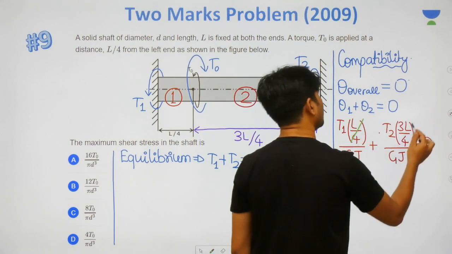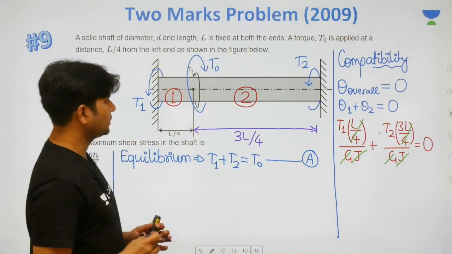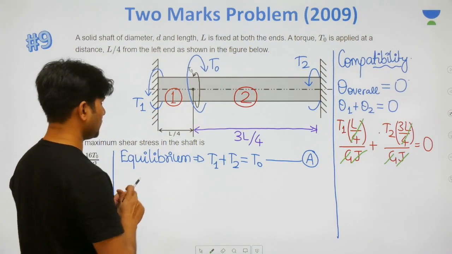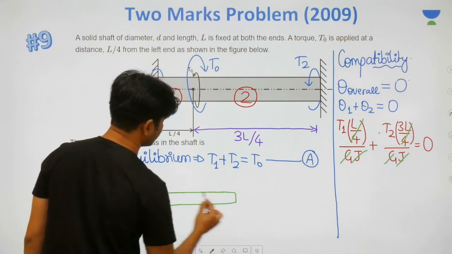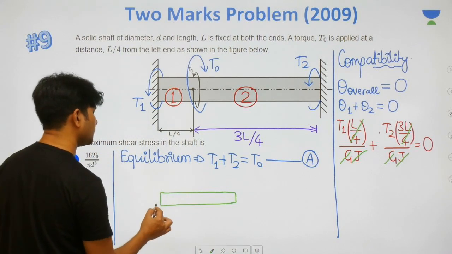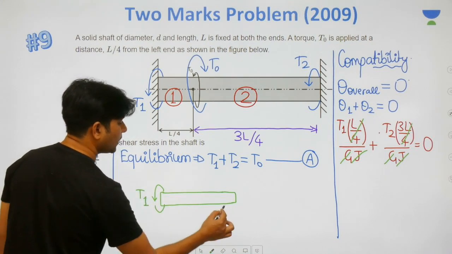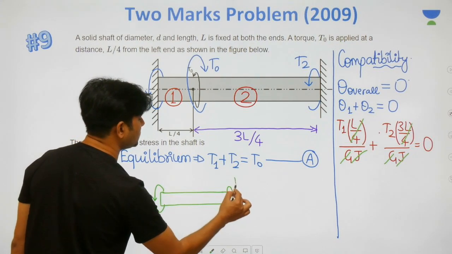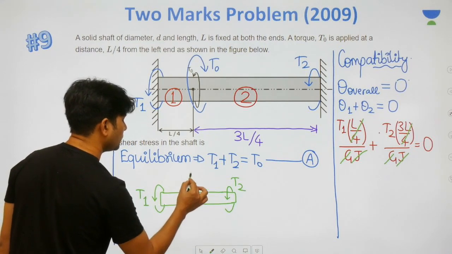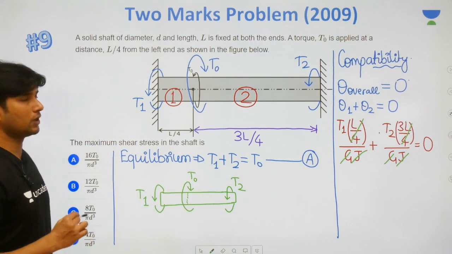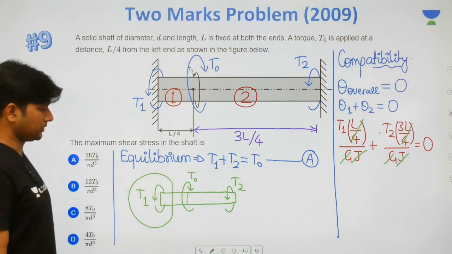Now you see L by 4 and L by 4, G and G and J and J, they are going to get cancelled. What about the T1 value and what about the T2 value? What is the twisting moment value in the first segment and in the second segment? My dear friends, please keep this in mind that either side is the concept. How do you calculate the load at any given section? You calculate the load from either side.